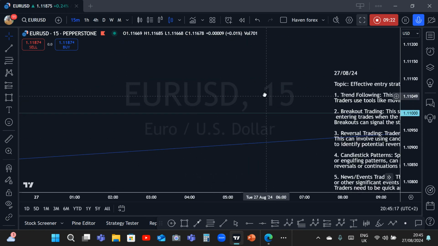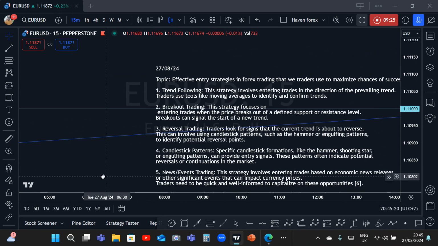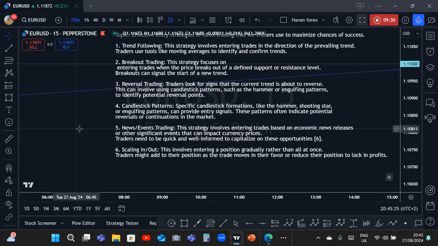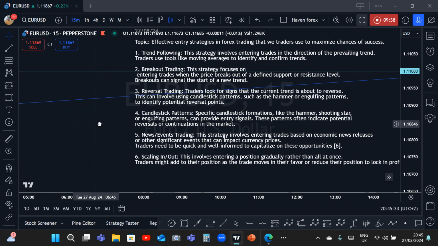It's not that difficult, guys. So just make it very simple. All right. So another one is what we call reversal trading. Traders look for signs that the current trend is about to reverse. And this can involve using candlestick patterns such as the hammer or engulfing patterns to identify a potential reversal point.